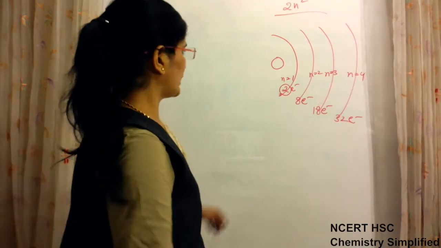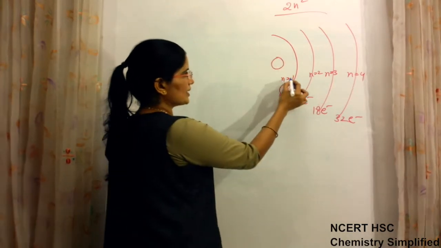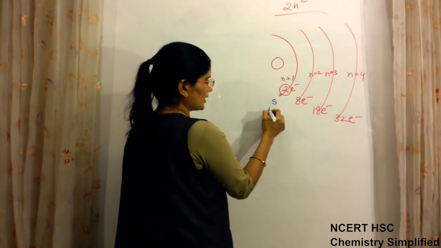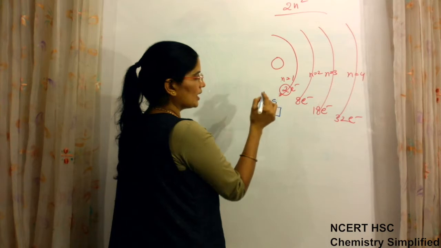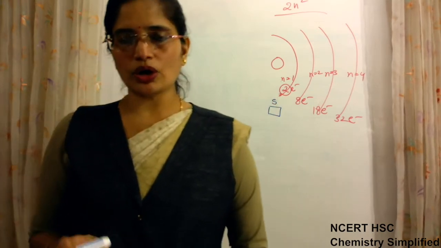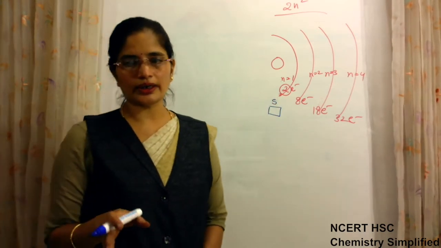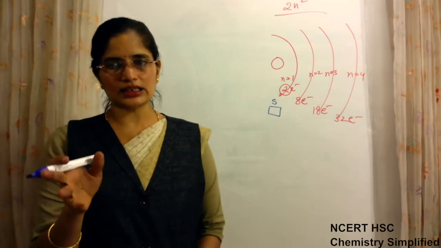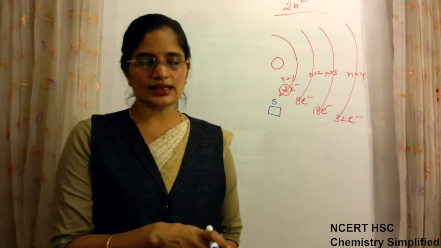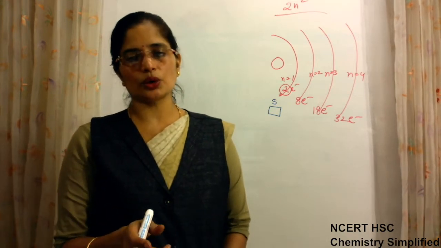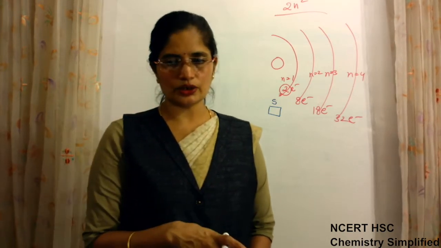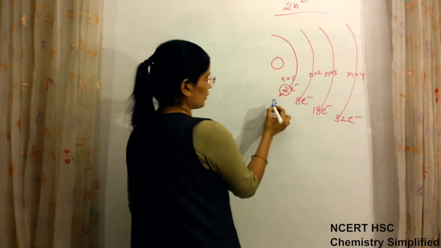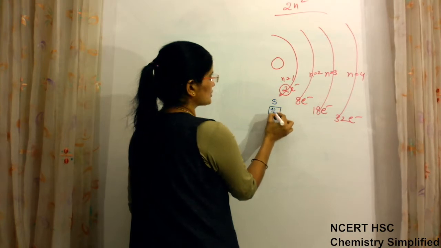Now we know that the first shell, n is equal to 1, has only one subshell, that is the s subshell, and the s subshell has only one orbital. One more important thing about orbitals is that they can accommodate only 2 electrons. One orbital can have a maximum of 2 electrons. Less than that is possible, but more than 2 is not possible. It can have 1 electron, but it cannot have more than 2. So the s orbital can have 2 electrons.